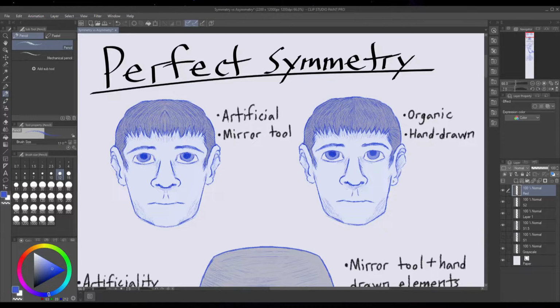So today I'm going to be talking about a topic I've wanted to cover for a little while now, and that's symmetry versus asymmetry in character design.